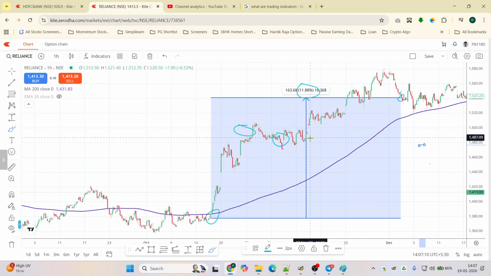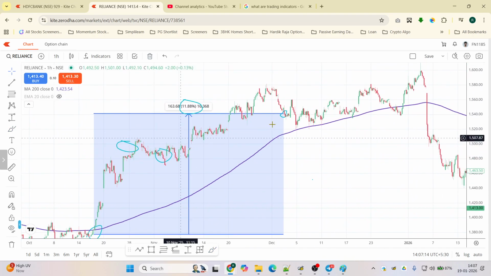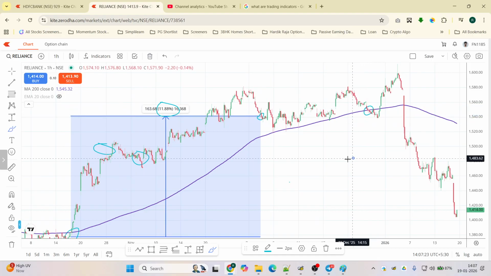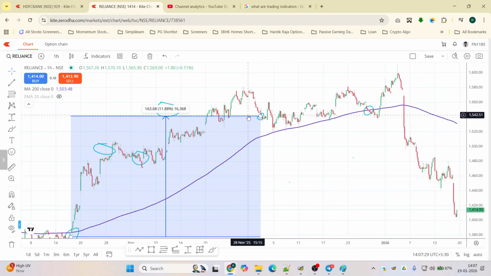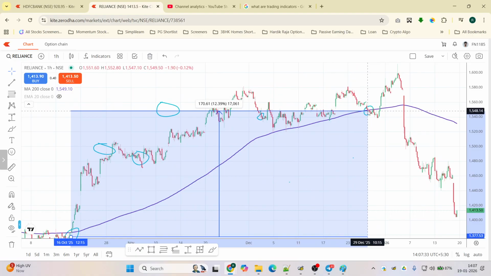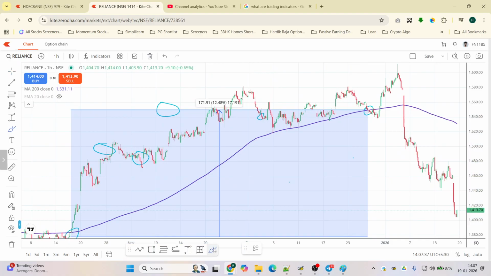From 11.88, now can you see where this has actually exited downwards, somewhere around this point, correct? So if I now again select this, somewhere around here, from 11.88 it has now come to 12.48.